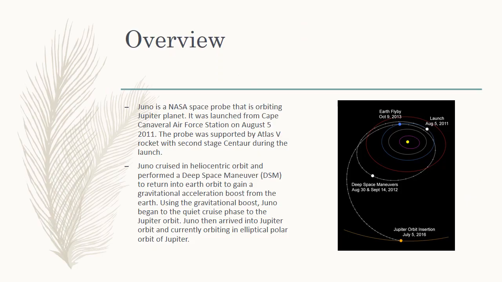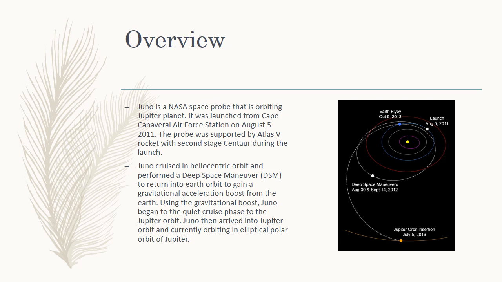This is the overview of the Juno space mission. Juno is a NASA space probe that is orbiting the planet Jupiter. It was launched from Cape Canaveral on August 5, 2011. The probe was launched with an AE3201 rocket and a second-stage Centaur.